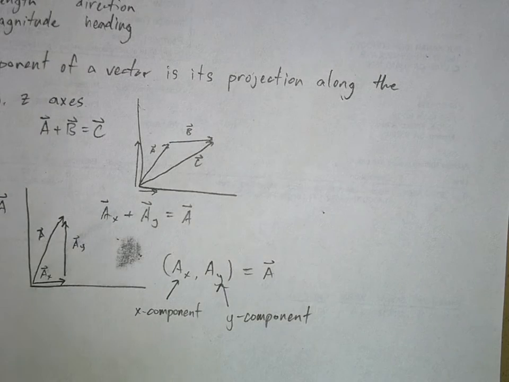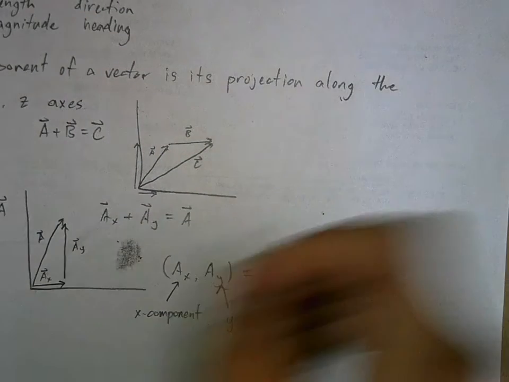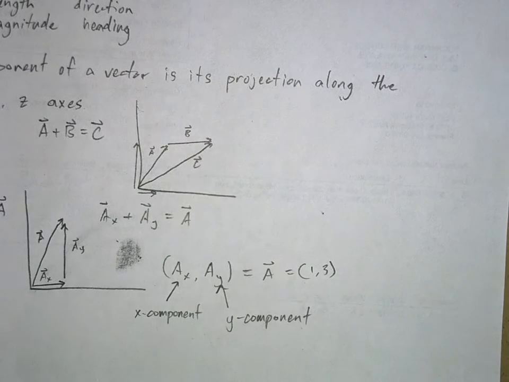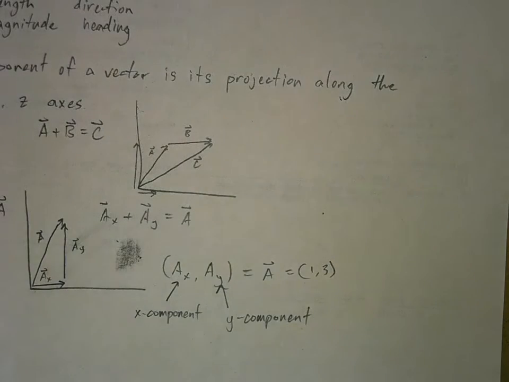So the advantage of using components to describe vectors is that it makes things a lot easier and more quantitative. There's actual numbers to this, right? So I can put whatever number here. I can just say, oh, this vector A looks like it's (1, 3). And there you go. I've just described to you vector A in rectangular coordinates.